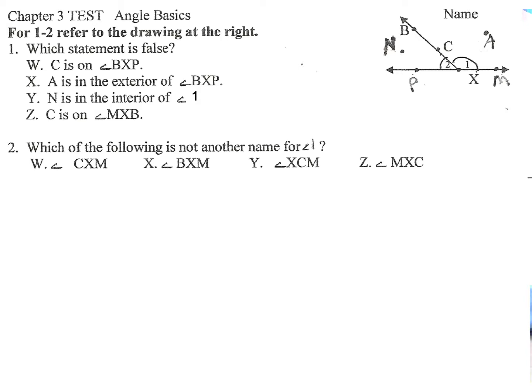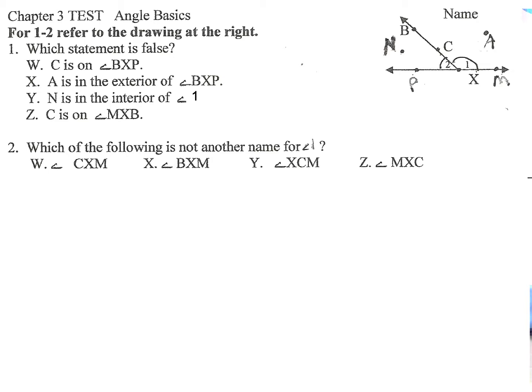Review for your angle test. Looking at the first drawing, we're asking which statement is false, and you're just going to pick one out of the choices here, W, X, Y, or Z.